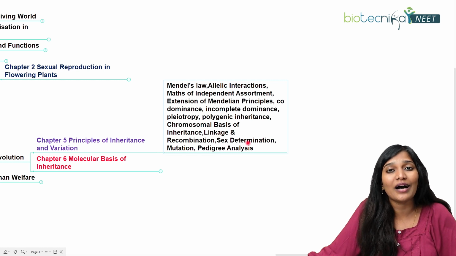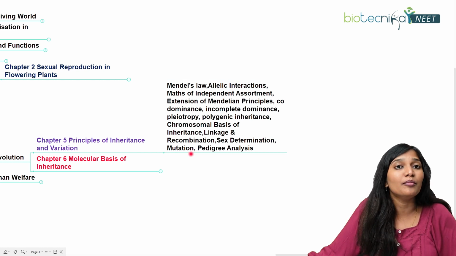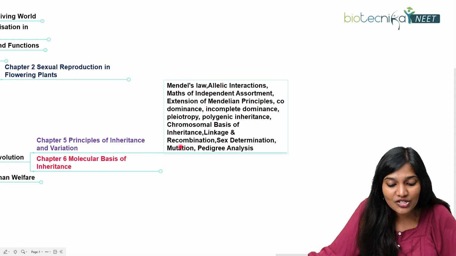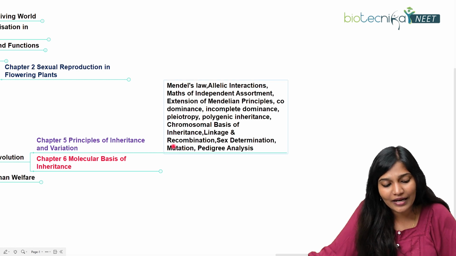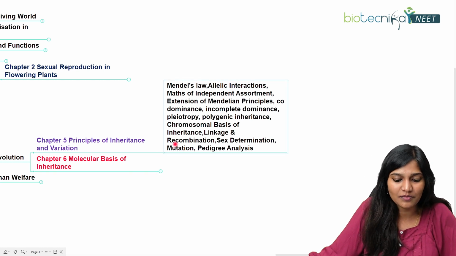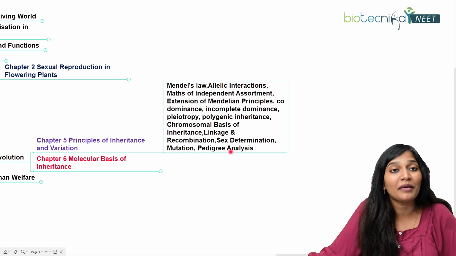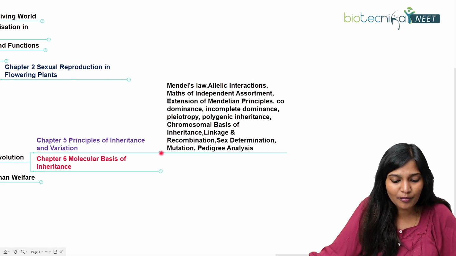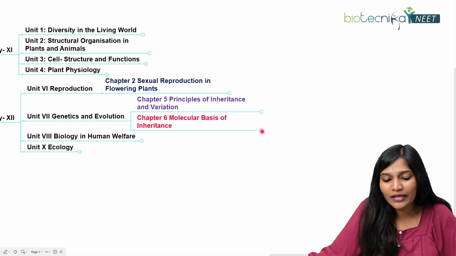Sex determination in honeybees, insects and birds, and in human beings you have to remember. Very important. Mutation. I would suggest studying mutation last and then studying molecular basis of inheritance, because these two are related. And then pedigree analysis. Very important. And the next one is molecular basis of inheritance.